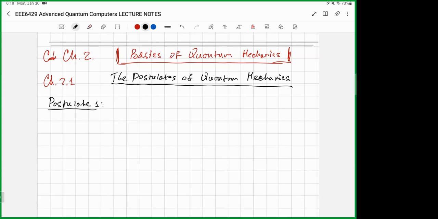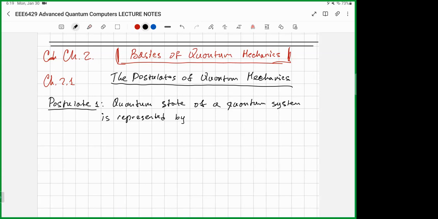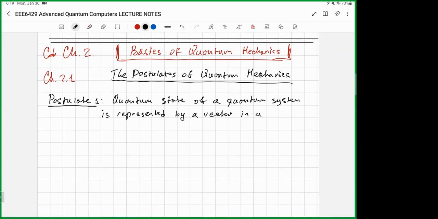Let's name this a postulate of a quantum state, which basically says that a quantum state of a quantum system is represented by a vector, where the vector is in a complex Hilbert space.